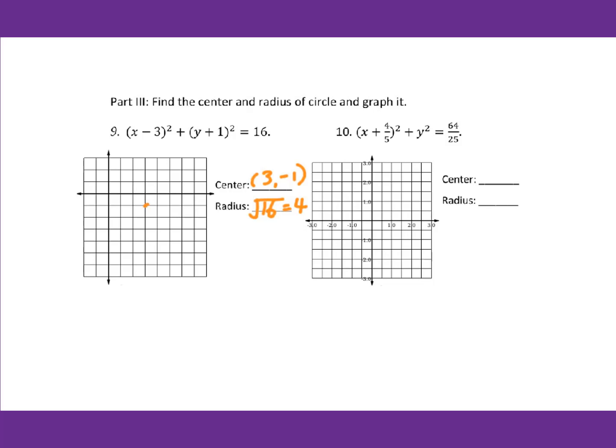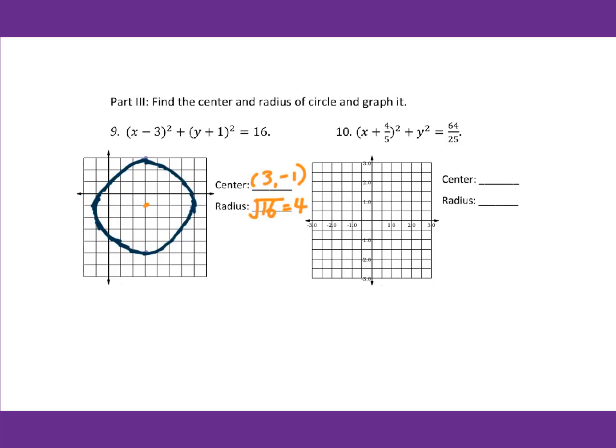That's here. Then go up 4: 1, 2, 3, 4. Go right 4: 1, 2, 3, 4. Left 4: 1, 2, 3, 4. Go down 4: 1, 2, 3, 4. Then connect these 4 points.